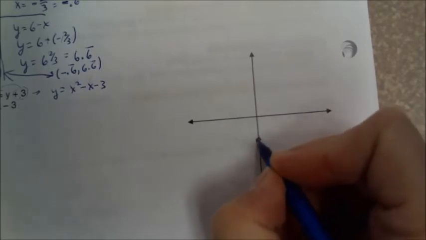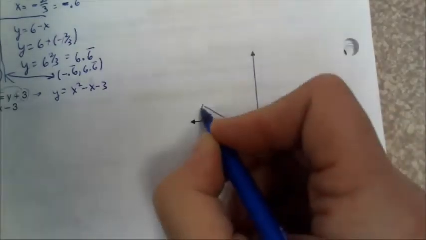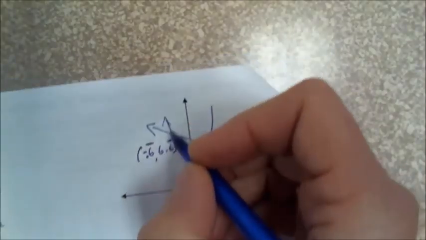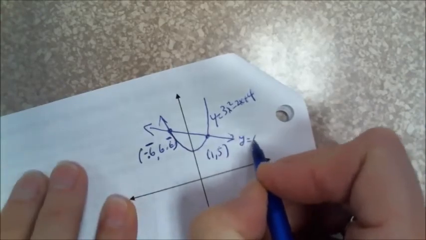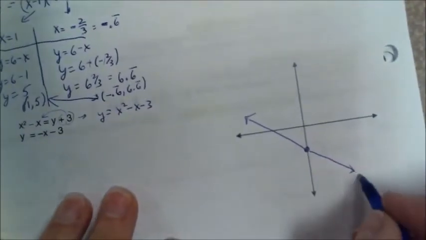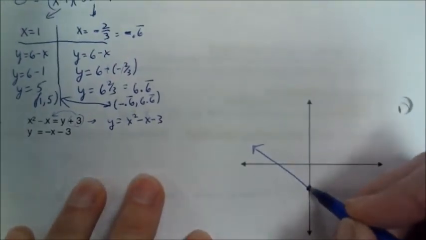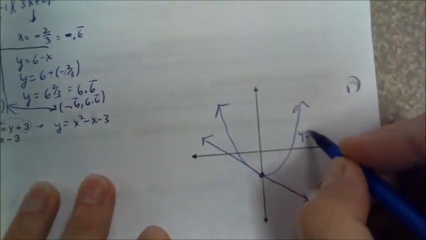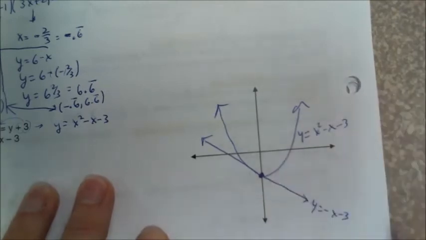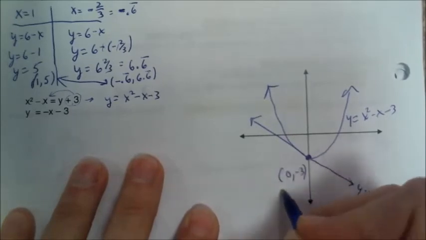So we'll go down to 0, negative 3 right here. And the line went like this. Oh, I forgot to label these two up here. This one is y equals 3x squared minus 2x plus 4. And this equation is y equals 6 minus x. This equation is y equals negative x minus 3. And then this parabola that just brushes over that line in just one spot is y equals x squared minus x minus 3. So it looks like that point of intersection is at 0, negative 3 solution.